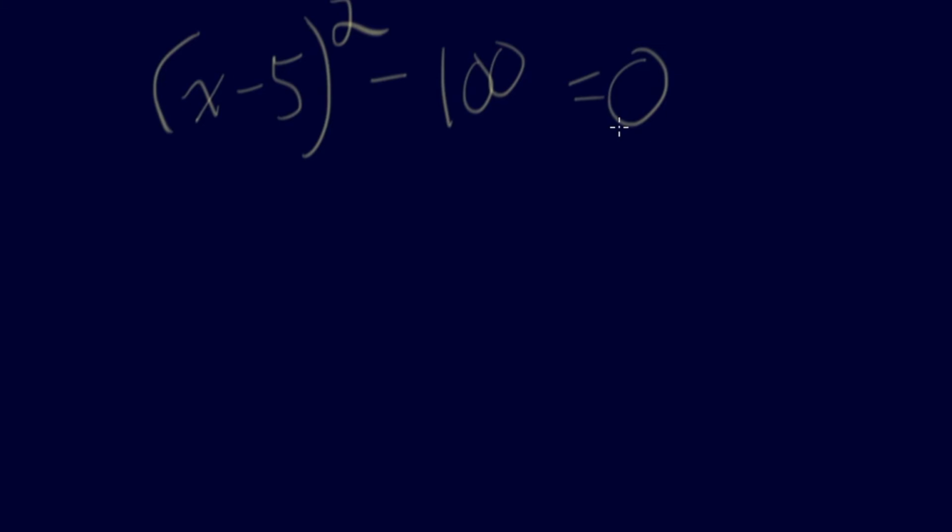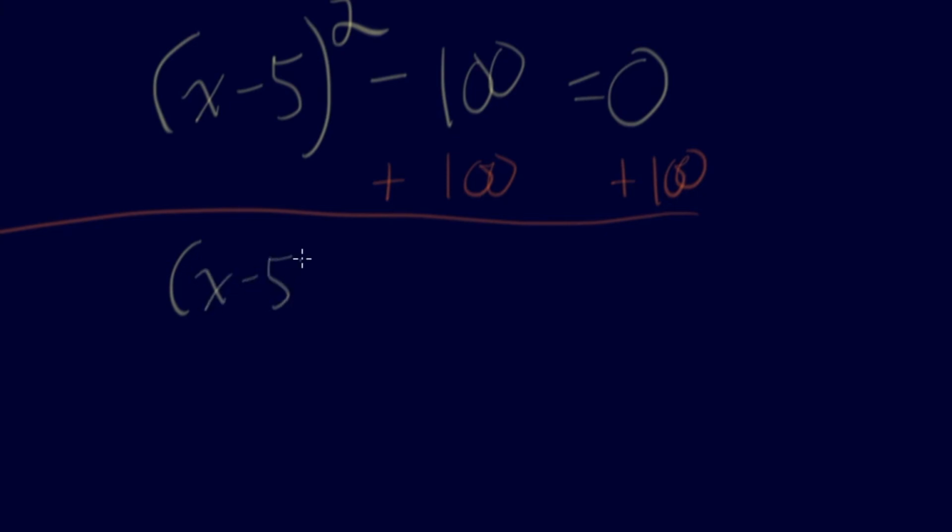Again, we're going to follow the exact same idea as the previous one, so I'm going to add 100 to both sides, use all my good algebra knowledge, and that just leaves me with x minus 5 all squared is equal to 100. How do I get rid of something that is squared? I take the square root. So I'm going to take the square root.